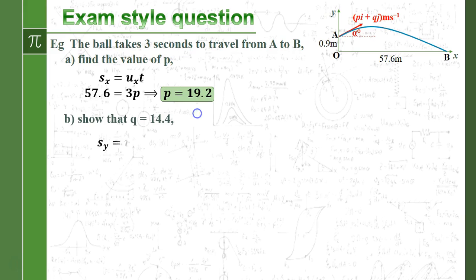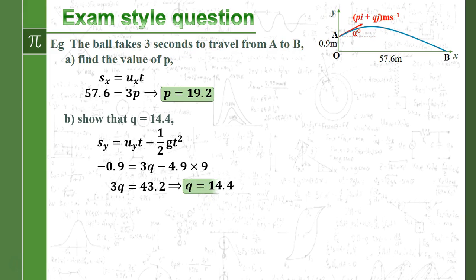On we go to part B, show that Q is 14.4. So this time I'm just going to look at it in terms of the vertical components, and we know that because it's projected from point A here, its vertical displacement at point B is going to be minus 0.9. So we can put that in, and I've just picked out Q as being the vertical component of the initial speed, and then everything else is as it is, and this bit here, this is our t squared because we knew t was 3. So all we've got to do now is solve an equation in terms of Q. There we go, and it does turn out as we wanted. Q is 14.4.